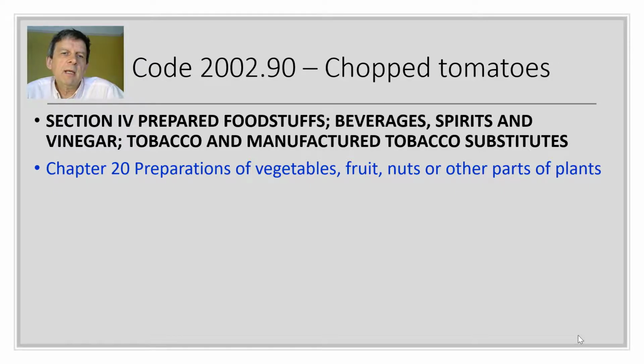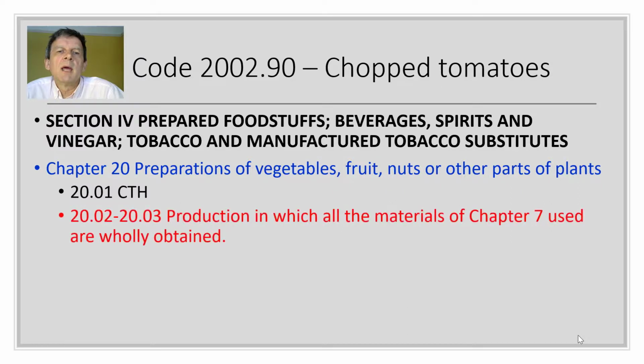Now, if we look in the origin annex of the Trade and Cooperation Agreement, then the codes are listed and the rules for that particular code are given. So we would need to go to chapter 20. That's what the first 2 digits of the code mean. So we're in chapter 20, and that's preparation of vegetables, fruits, etc. And we're looking for the code that corresponds with our particular product.